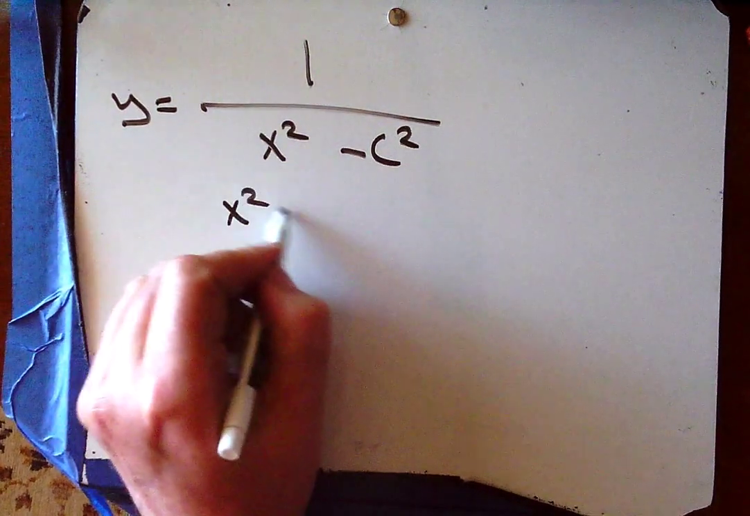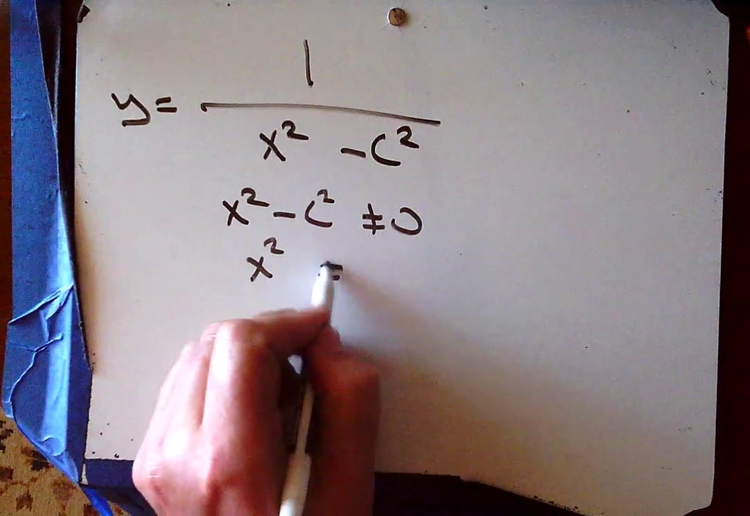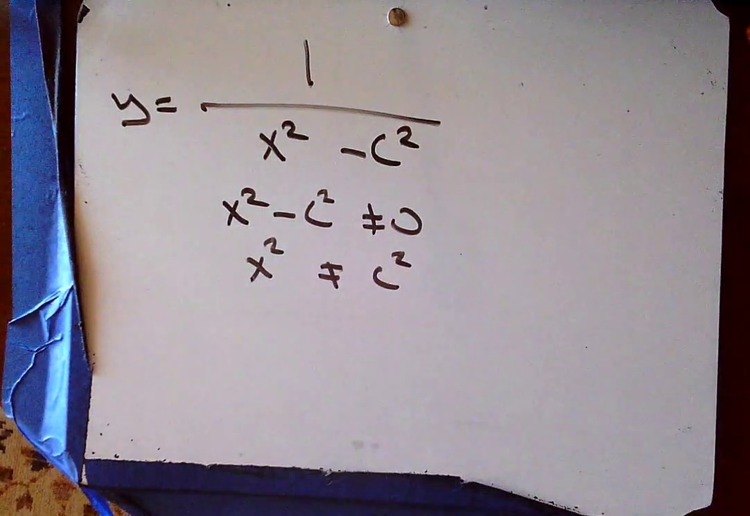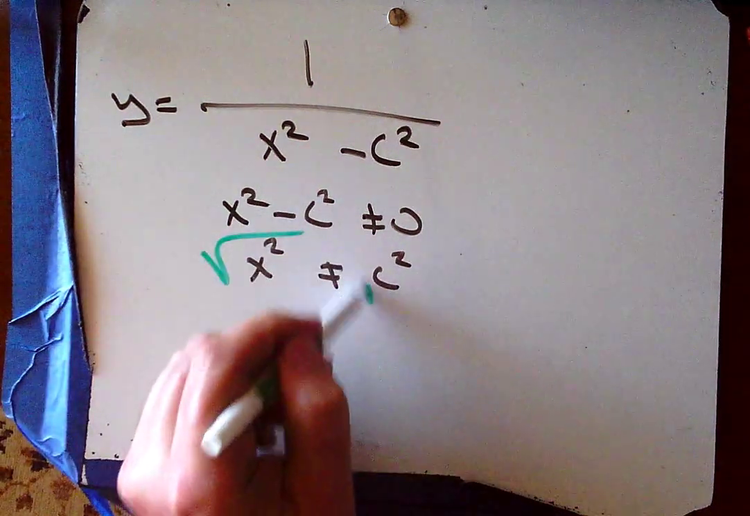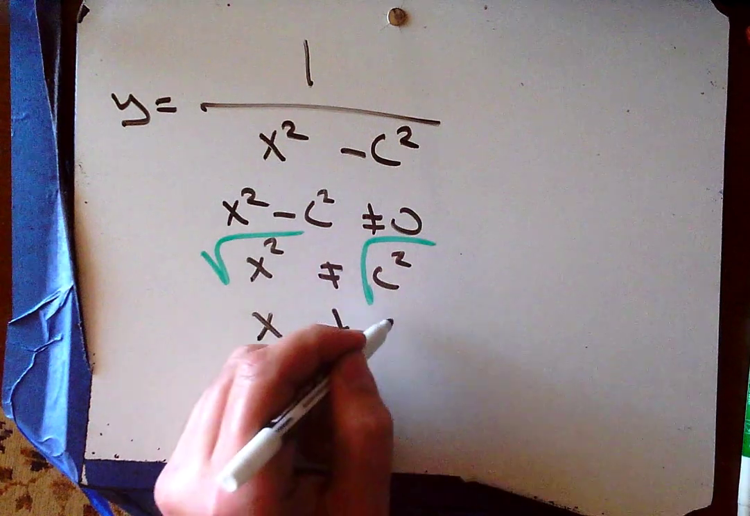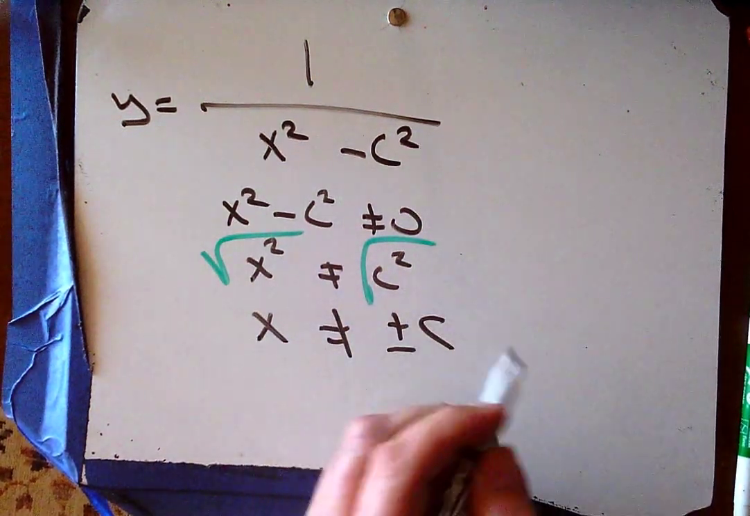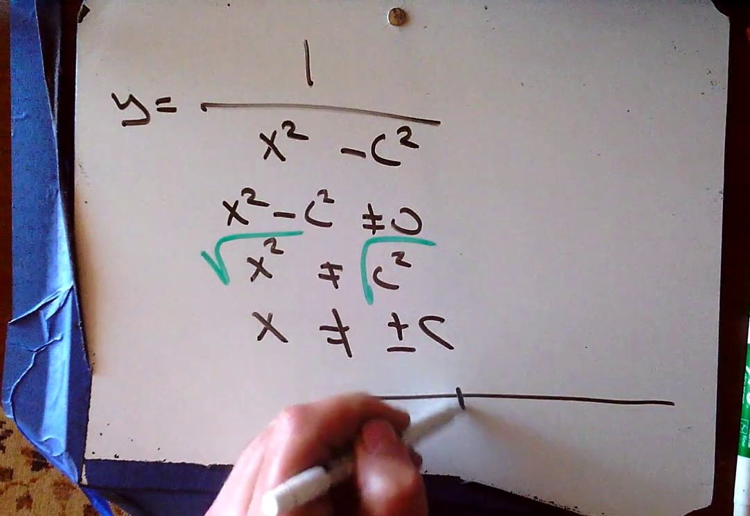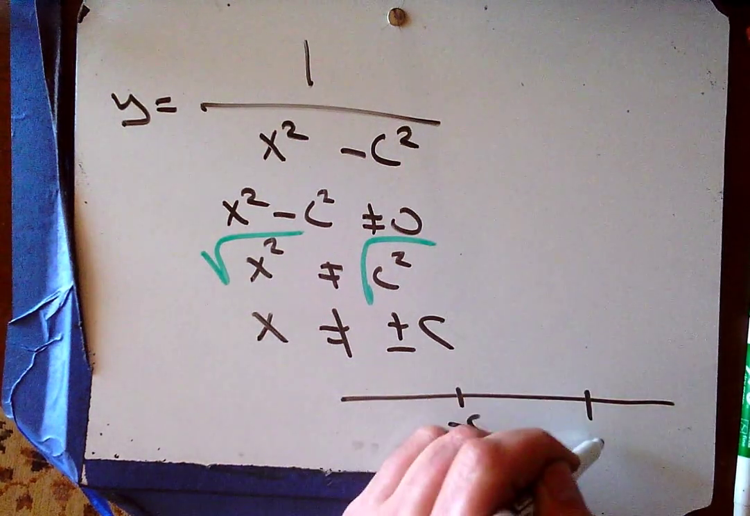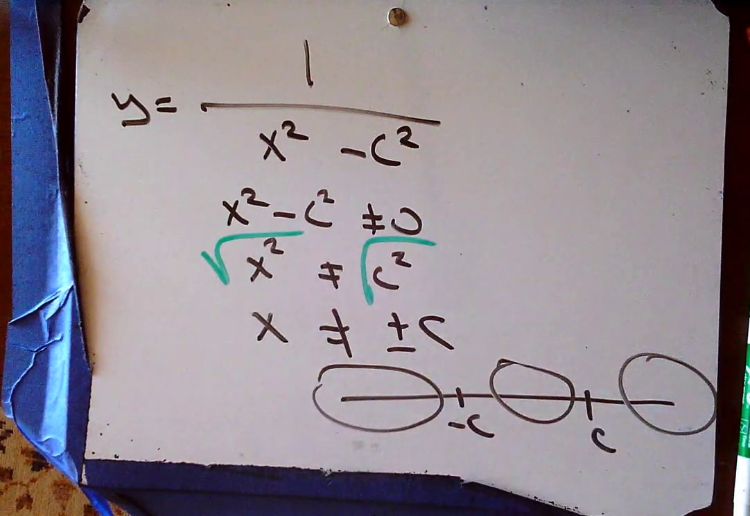So we know that x squared minus c squared can't equal 0, which means x squared can't equal c squared. Now, what is it that I'm supposed to remember when I take the square root of both sides of the equation? That's right, I'm supposed to remember the plus and minus. So I know x can't equal c or negative c. Okay, negative c, positive c. Now I have these three intervals, and I'm not sure how to test them.